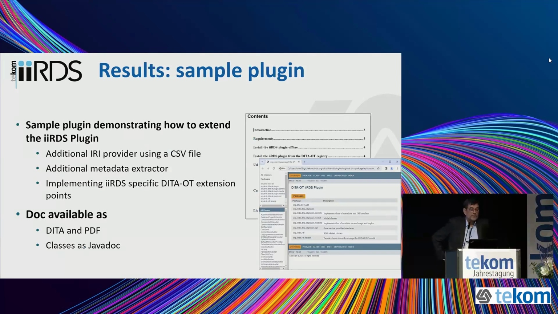On the GitHub repository, there's also a sample plugin demonstrating how to extend the iiRDS plugin. As I said, an additional iiRDS provider, an additional metadata extractor, and implementing iiRDS-specific Open Toolkit extension points. So it's not just the tool itself, it's also examples of how to use it and how to extend it. The documents are available as DITA and as PDF, and all implemented Java classes are documented with the Javadoc technique. So it should be quite easy to just download it, install it in your DITA Open Toolkit, and just play around.